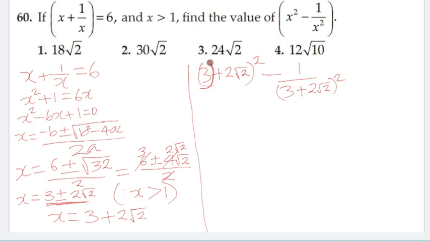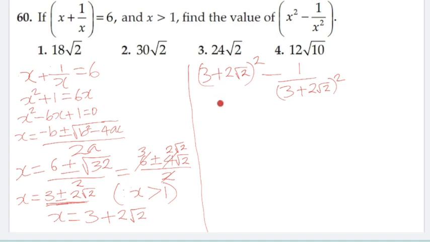So here a square will be 3 square, that is 9, and 2ab will be 2 multiplied by 2 is 4 and 4 multiplied by 3 is 12. So 12 root 2 will be our second term and the last term will be 2 root 2 the whole square. So 2 square is 4 and root 2 square will be 2. So 4 multiplied by 2 will be 8. So we will be having two constants, 9 and 8. So adding 9 and 8 we will get 17.